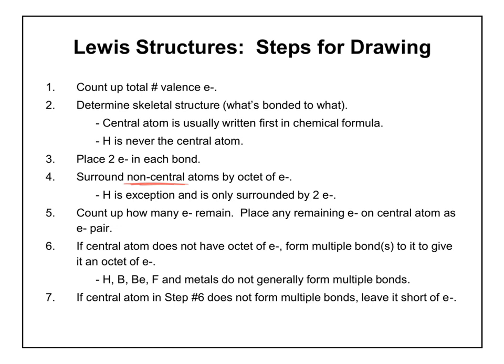If the central atom does not have an octet, and it wants to form an octet, okay, because some don't obey the octet rule, but if it obeys the octet rule, you're going to have to form the double and triple bonds. You'll form the multiple bonds to give it its octet and make it happy. Hydrogen, boron, beryllium, fluorine, and your metals do not generally form multiple bonds. Now, if the central atom in step 6 does not form multiple bonds, you're just going to leave it short of electrons. Okay? So let's do some practice problems.